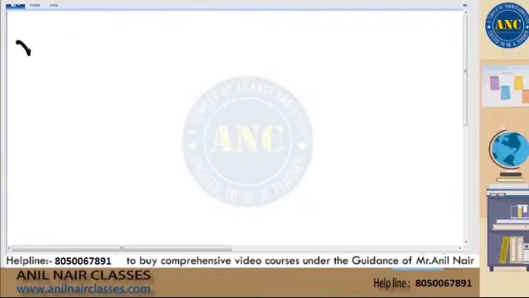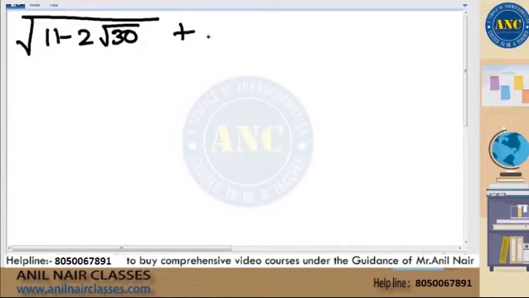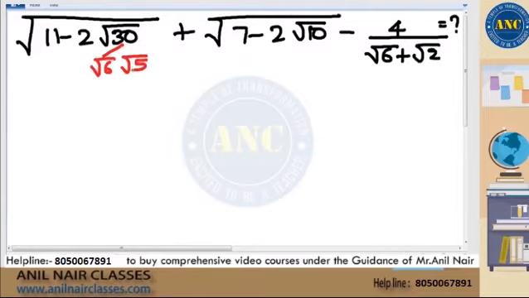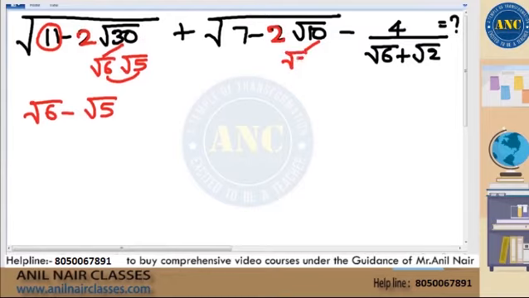See this question: square root of 11 minus 2 root 30 plus square root of 7 minus 2 root 10 minus 4 divided by root 6 plus root 2. Again a very easy question which looks difficult. Why? Because root 30 is root 6 into root 5 and 6 plus 5 is 11, so directly I can write root 6 minus root 5. Because of this 2, I don't need to manipulate it. Root 10 is root 5 into root 2 and 5 plus 2 is 7, so directly I can write root 5 minus root 2.